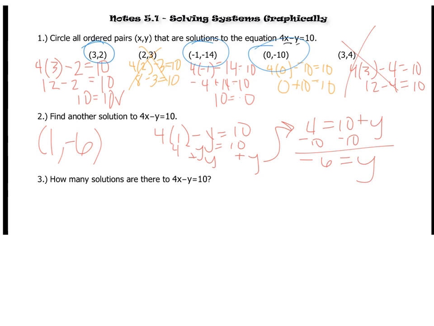The last question says, how many solutions are there to 4x minus y equals 10? When I graph this, if I were to graph 2 equations, it would only cross once, but this is only one equation, so this time it is infinite solutions.